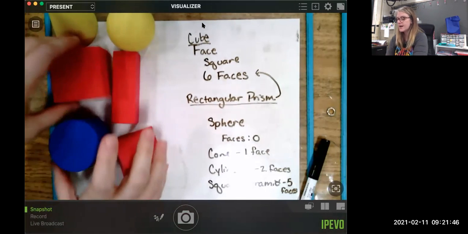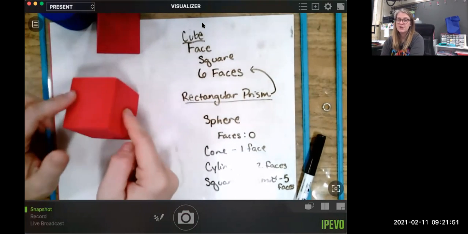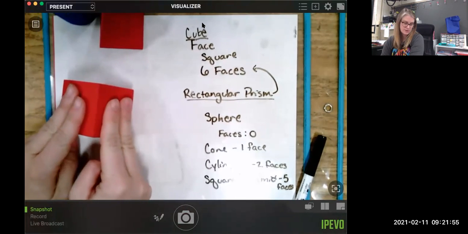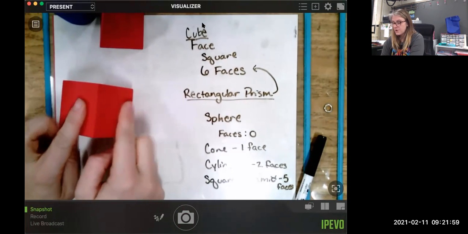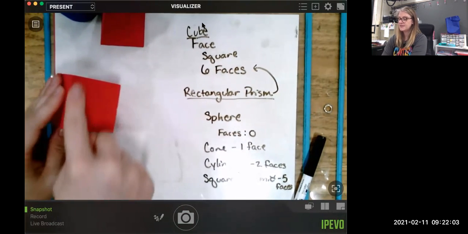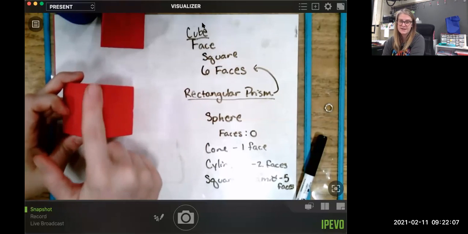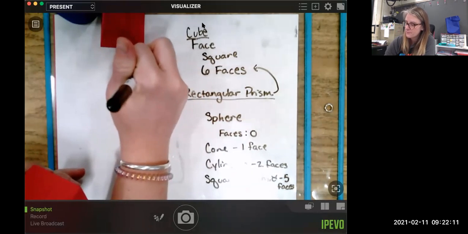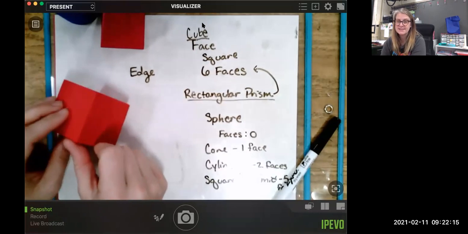Okay, look at your cube. Take out your cube. Put your hands on 2 faces of the cube that are close to each other. Now notice where they meet together. They meet together at this line. This line right here is called an edge. An edge is where two faces meet.